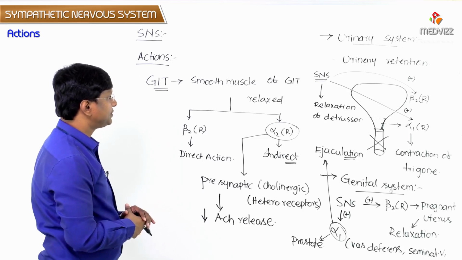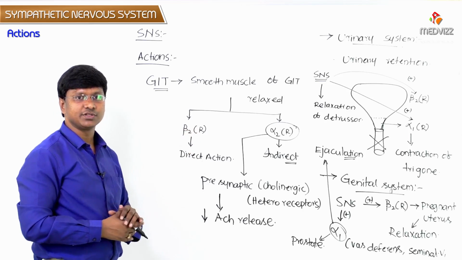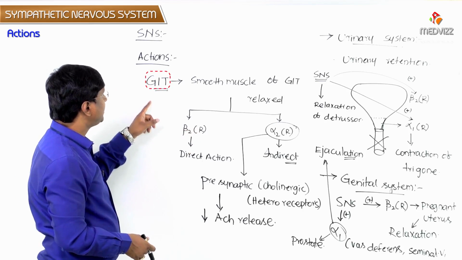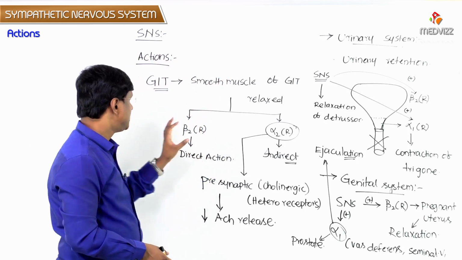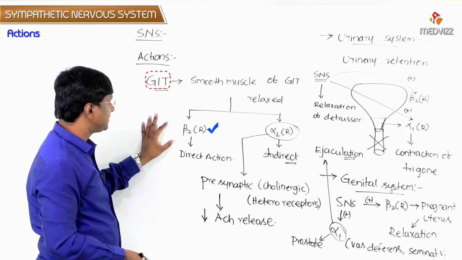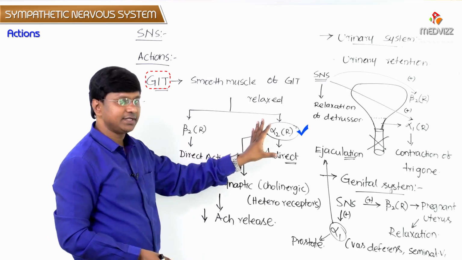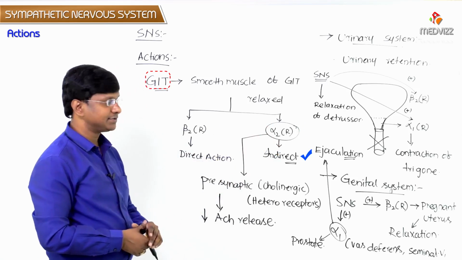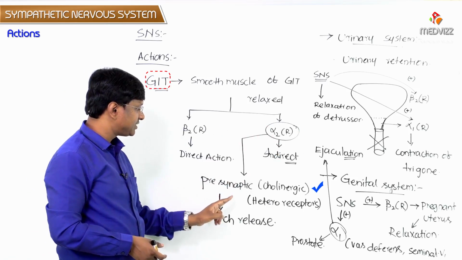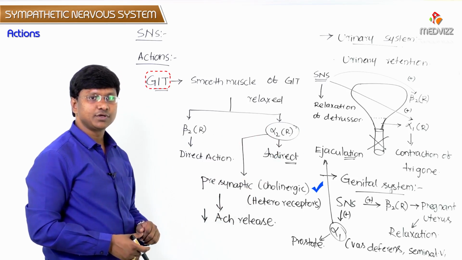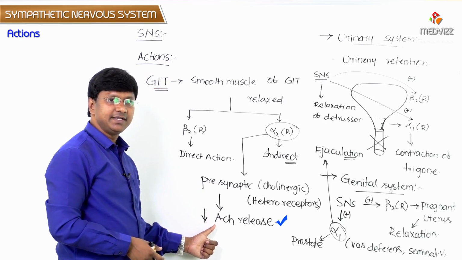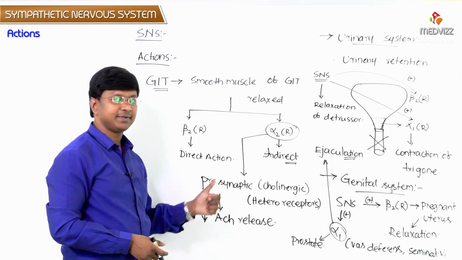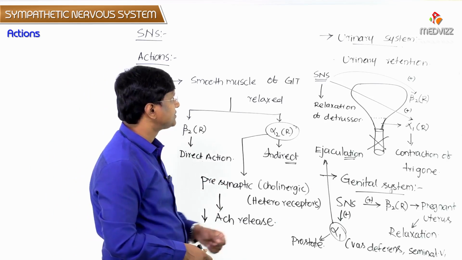So let me revise the actions on the various systems. On the GIT, the sympathetic nervous system will cause the relaxation of the GIT. By stimulating the beta 1 receptors, it's a direct action. By stimulating the alpha 2 receptors, it's an indirect action. The alpha 2 receptors which are present in the presynaptic nerve terminal of the cholinergic nervous system, once stimulated, will decrease the acetylcholine release and thereby the GIT is relaxed.